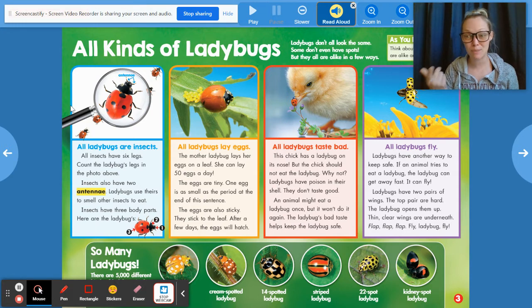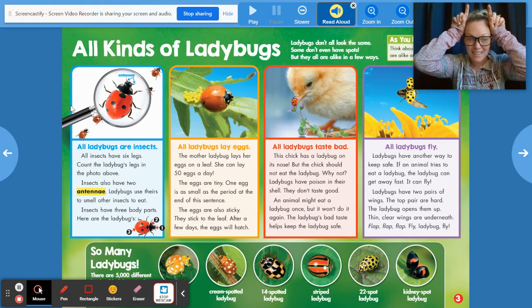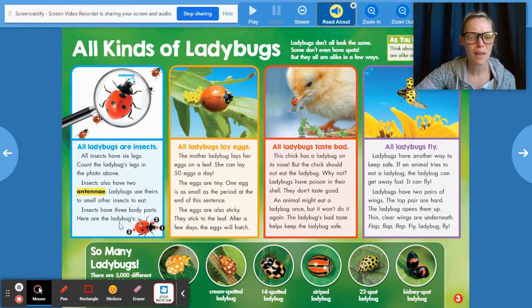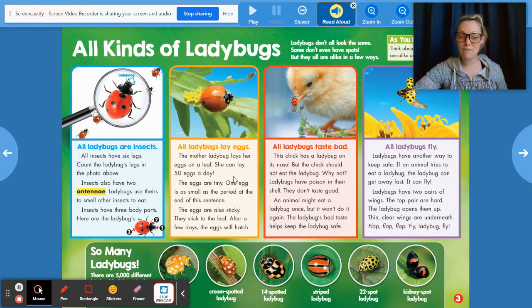We did learn something that was the same, the antennae, that they have those antennae and that I see here ladybugs use their antennae to smell other insects. I don't think smell was on there, so that's something else that was new information. All ladybugs lay eggs. They can lay 50 eggs in a day. That's an interesting fact. The eggs are tiny. They're this small, like a period at the end of a sentence. So tiny. And they're sticky.